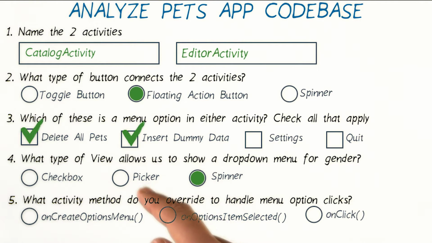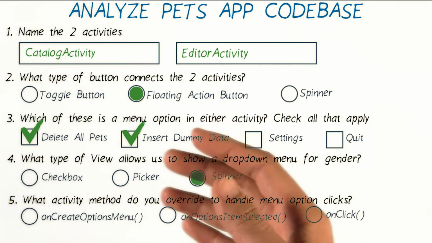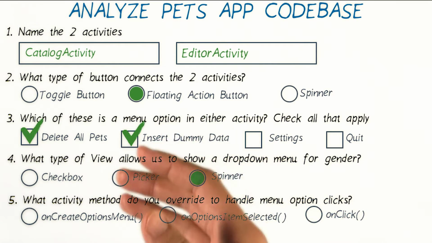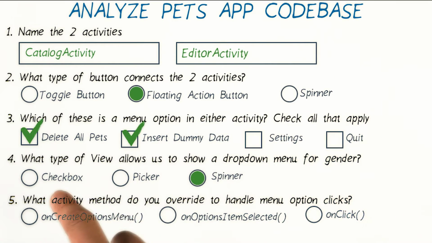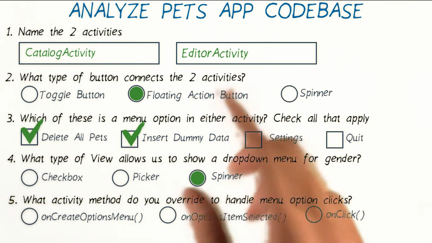You might have looked up what the picker was in the Android documentation, and if you did, you would have seen that it's a dialog that's commonly used to set dates and times. Whereas the checkbox is just a simple checkbox used to help the user select an option.